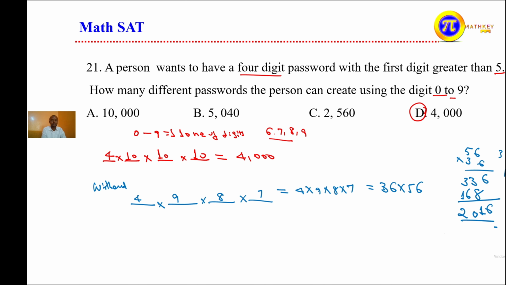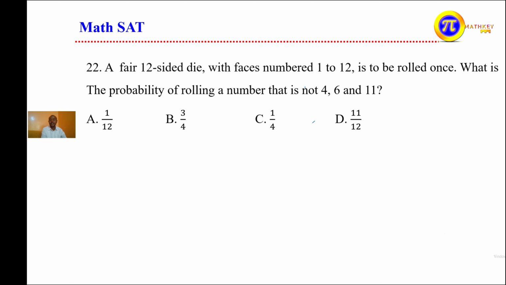The other one says that a fair dice is 12-sided, with face numbers 1 to 12, to be rolled once. ስንት face አለው ማለት ነው? 12 face አለው ማለት ነው. What is the probability of rolling a number that is not 4, 6, or 11?